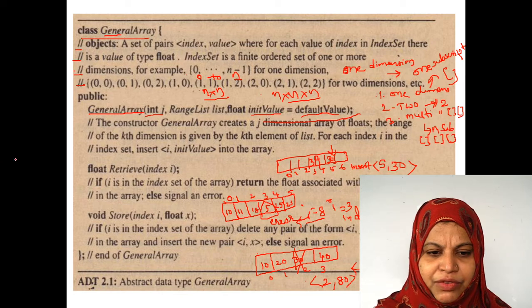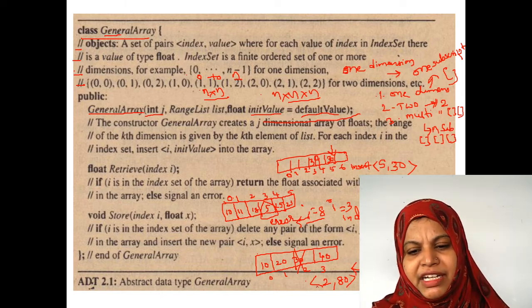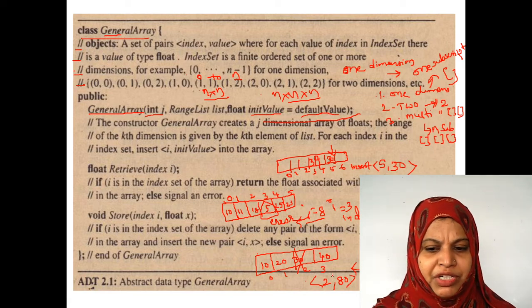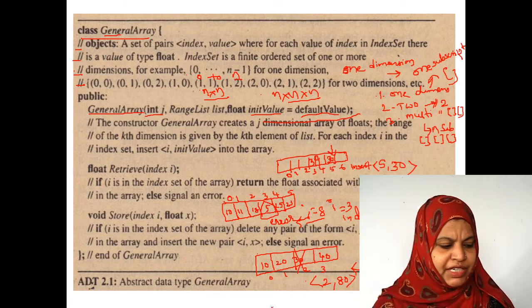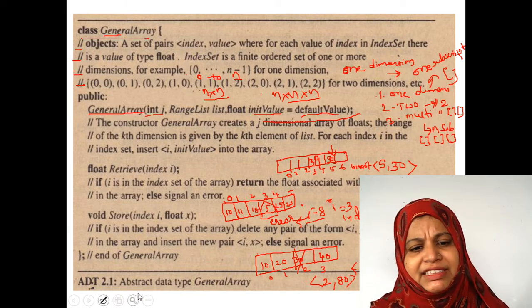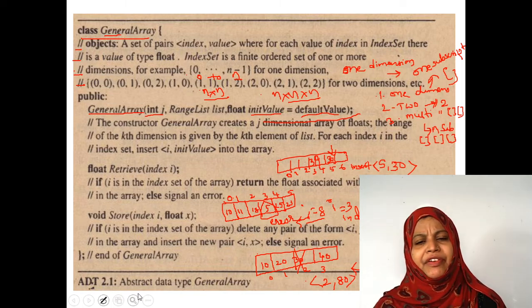Now, first we have to delete this element from this particular memory location, then we are going to assign the new value to that particular memory location, right. This is the abstract data type of an array.